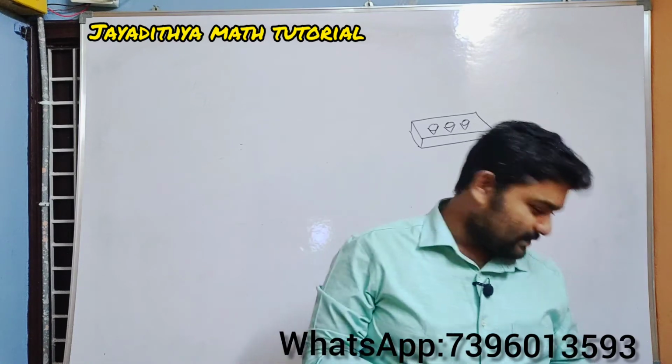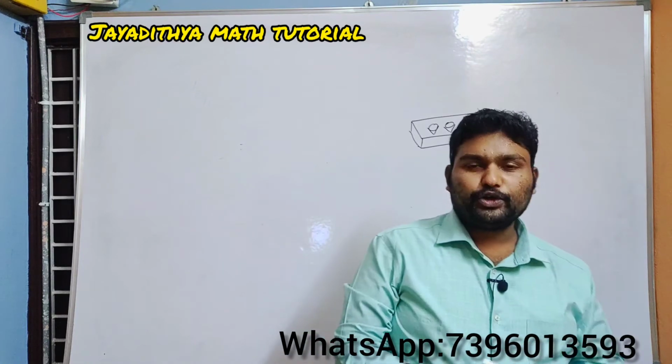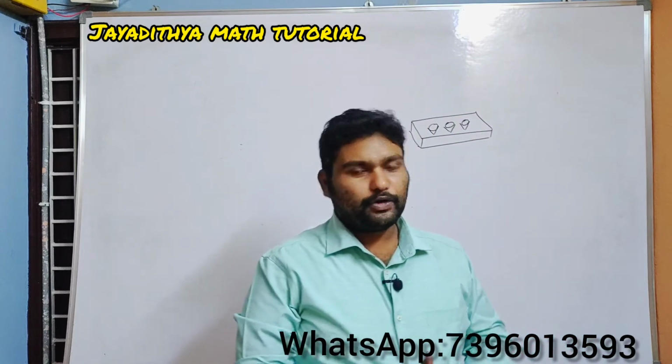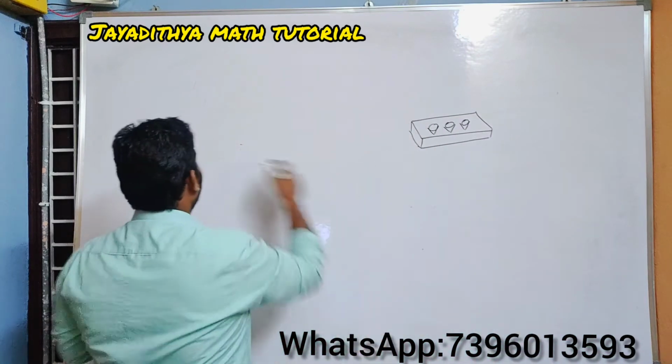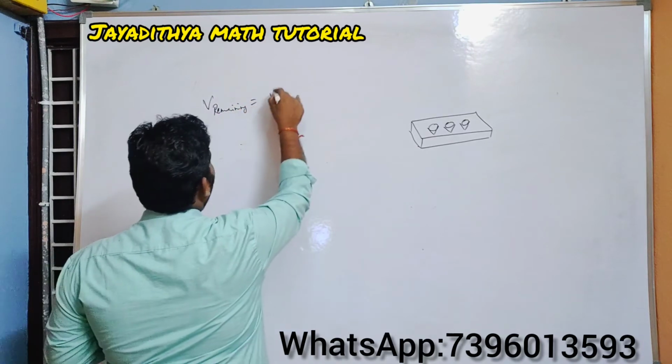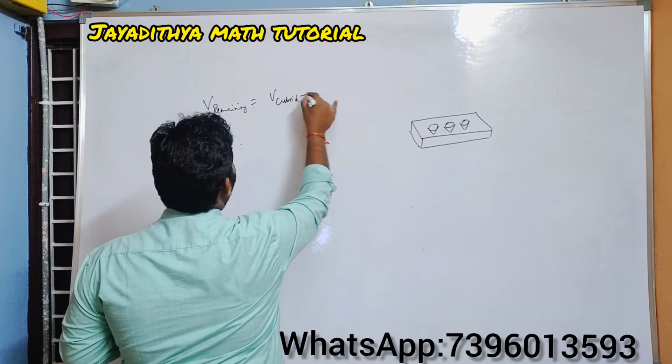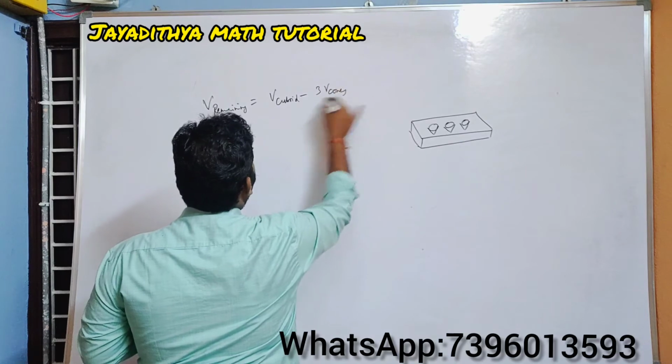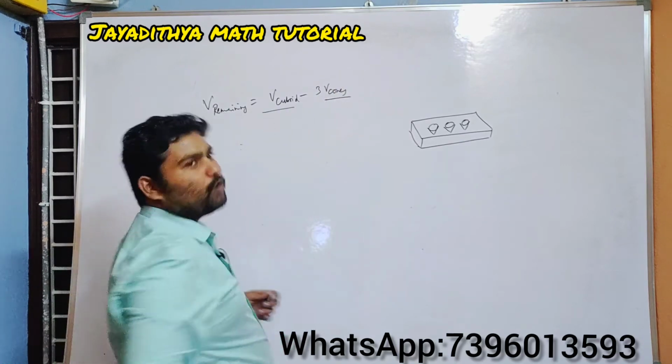Okay, here depth is given as 1.4 centimeters. So you need to take the depth as the height of the cone here. So what is the case here? To find the volume of remaining wood, it is equal to volume of cuboid minus 3 into volume of cones. You know how to find the volume of cones, you know how to find the volume of cuboid.